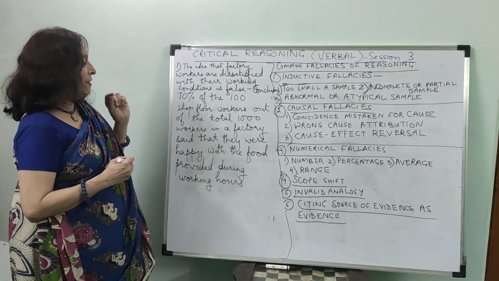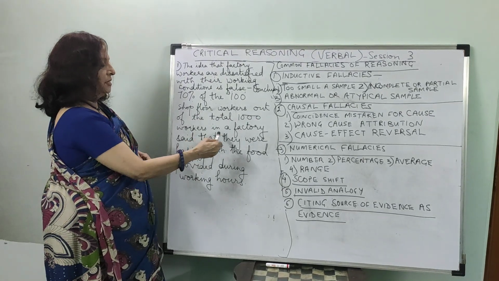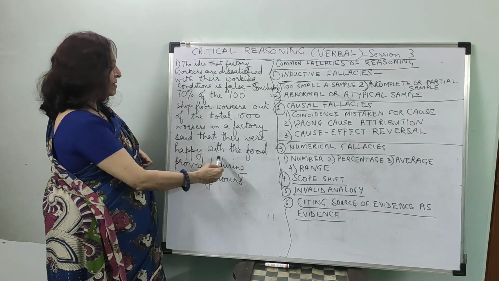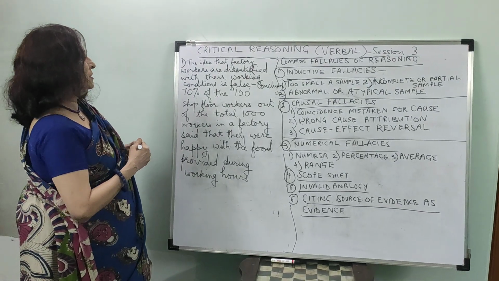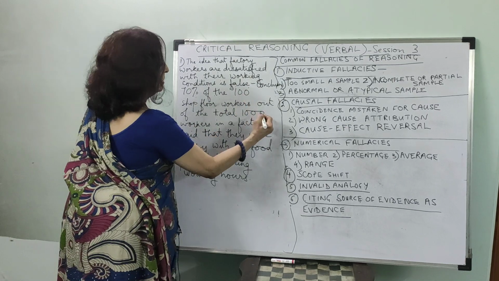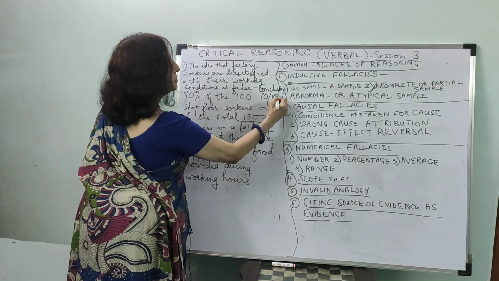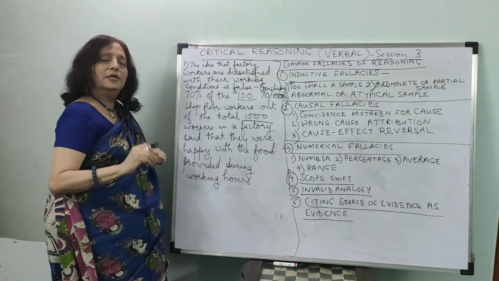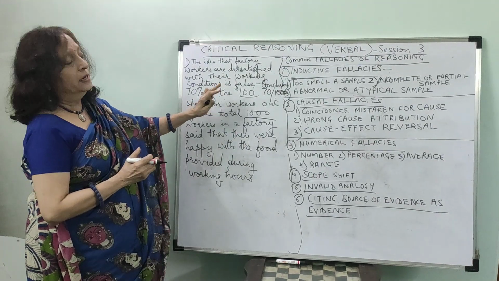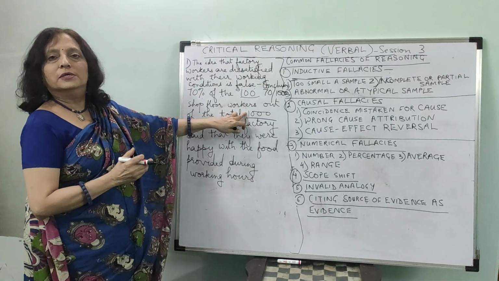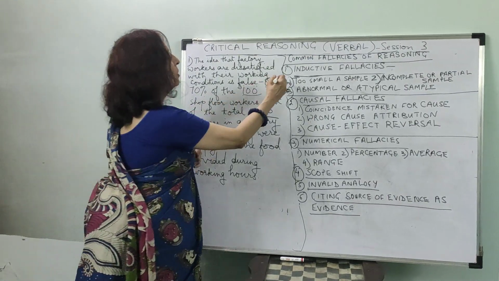He says 70% of the 100 shop floor workers out of the total 1000 workers in a factory said that they were happy with the food provided during working hours. Now if you see, first of all, 70% of 100 would seem like a sizable sample, but it is actually just 100 people who have been surveyed. So that means just 10% of the workers have been surveyed, and out of that 70% are saying something. So this is too small a sample.